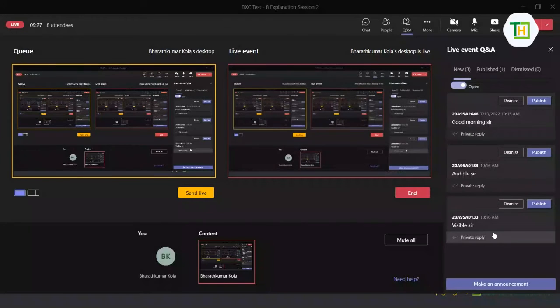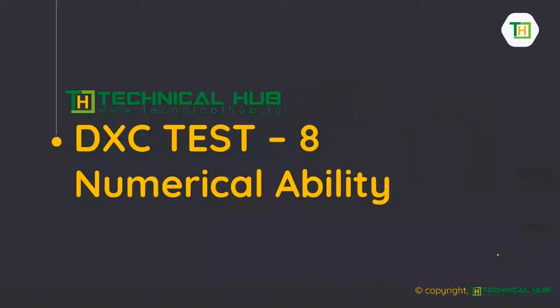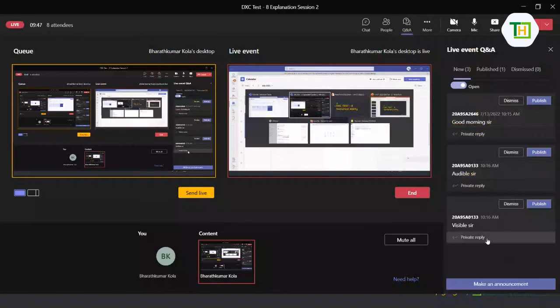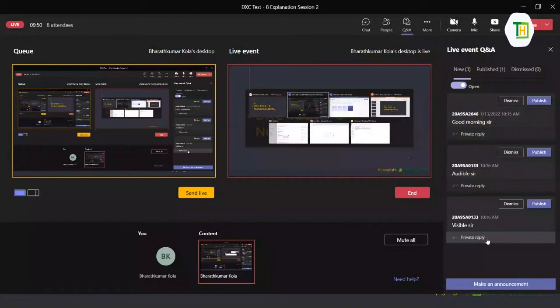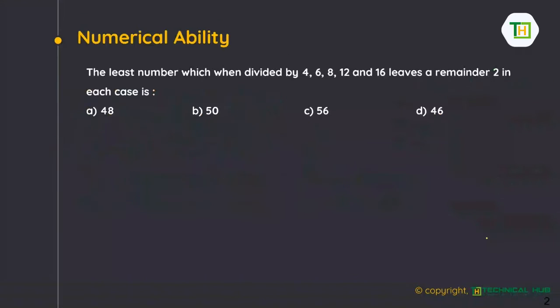All right. Anyhow, we'll start the session. We'll start the session with numerical ability. Yesterday's exam, that is DXC test number 8, I guess. Right. DXC test number 8, and now I will explain the problems based on that. See here, one by one. First question in yesterday's exam in numerical ability.